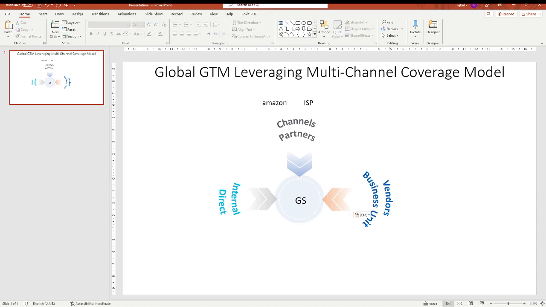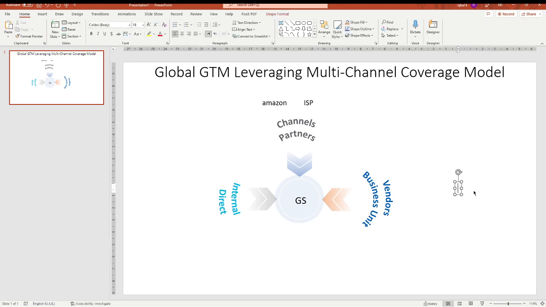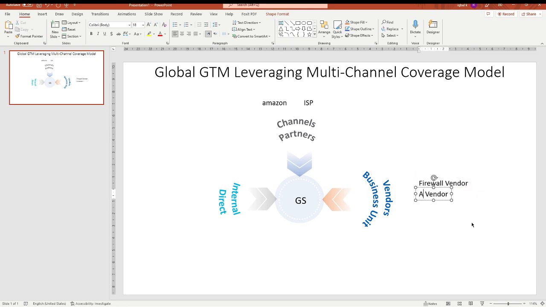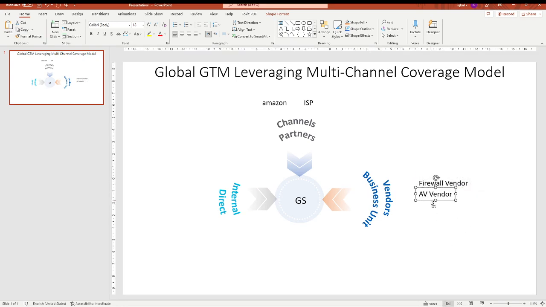You then have the main key pillar of the revenue stream, which is through the vendors or the business units. This could be the vendors you represent. For example, if you have a cybersecurity company, you have an alliance with most probably most of the mainstream firewall companies. So let's say firewall vendor, and at the same time you do not only rely on one security technology, you have the antivirus vendors also in your approved vendor list or tested vendor list.